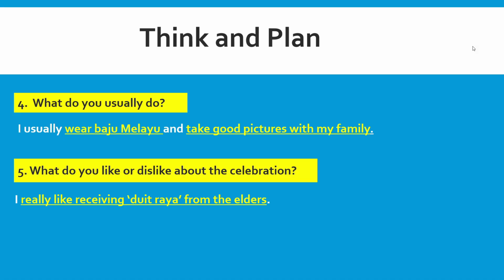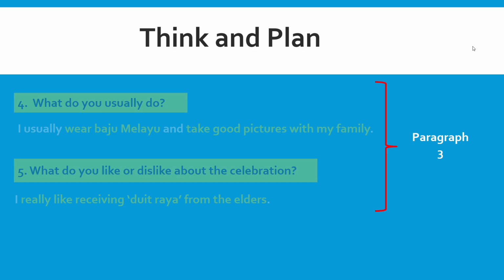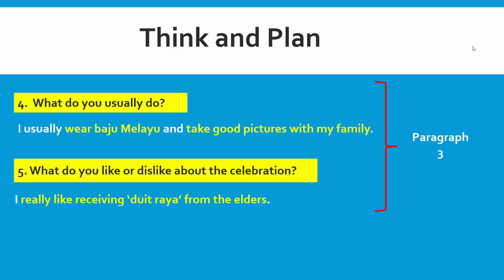So, how are we going to write all the answers for these 5 questions in 3 paragraphs? This is the sample that I suggested for you. The answers for questions 1 and 2 we're going to put in paragraph 1. And question number 3 we are going to put into paragraph 2. And last but not least, the answers for questions 4 and 5 we are going to put into paragraph 3. Maybe you will ask me, why is it only question number 3 is put into paragraph 2? It's because the answer itself is already quite lengthy. That is why I would suggest the answer for question 3 to be put alone in paragraph 2.